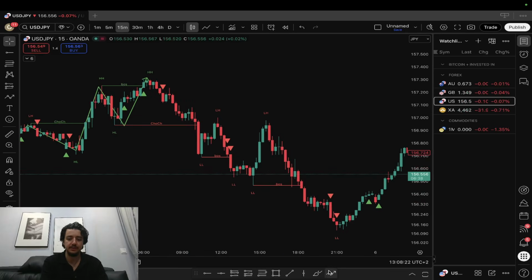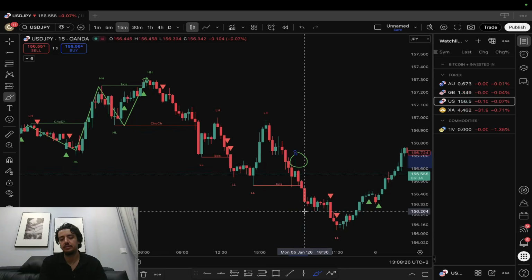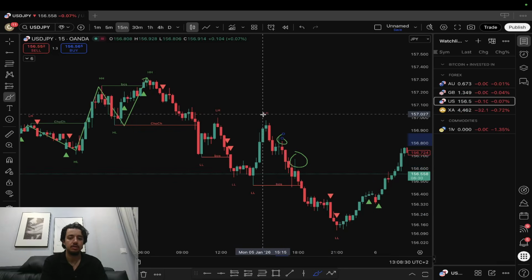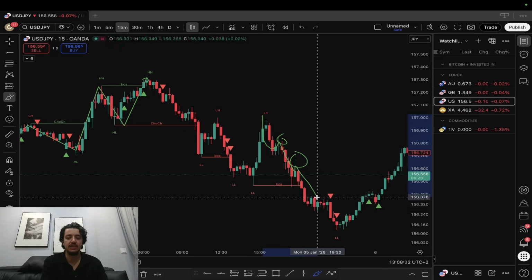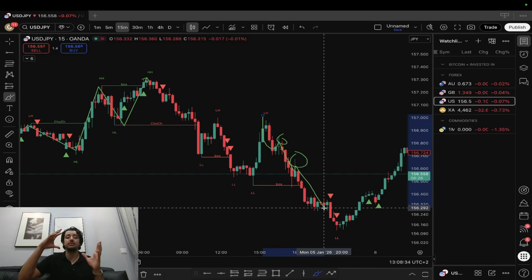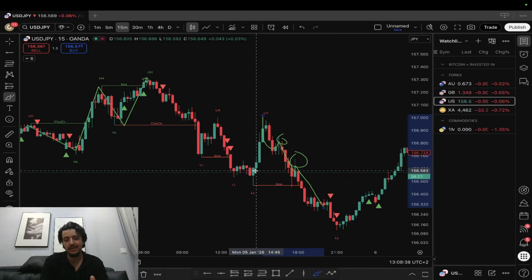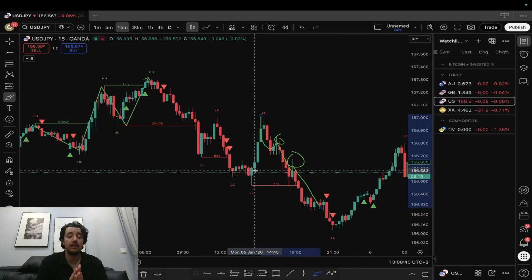Like, for example, here. This is technically a lower high, but it never identified it. Or this one. You see, it doesn't look at the internal trend, it just looks at the trend from the outside, and it's accurate when you look at it from the outside, but internally it's not that accurate. That's why you really need to understand what's going on.